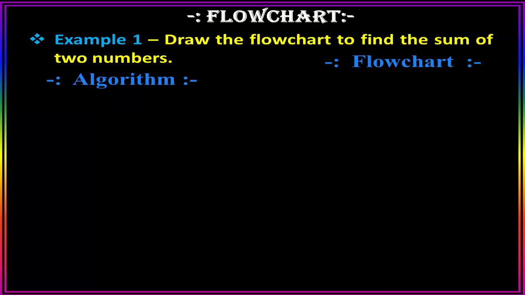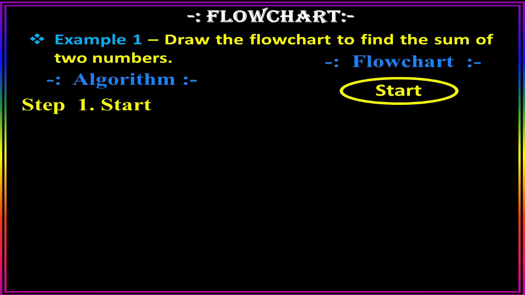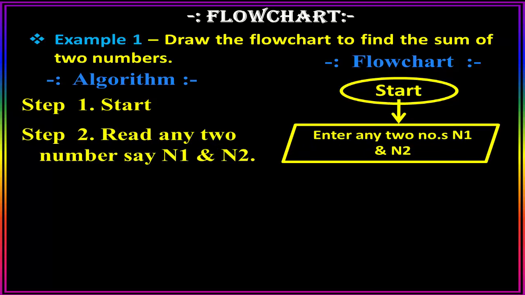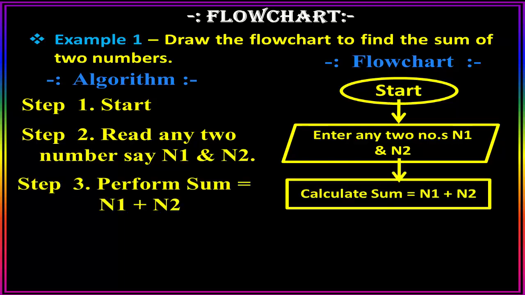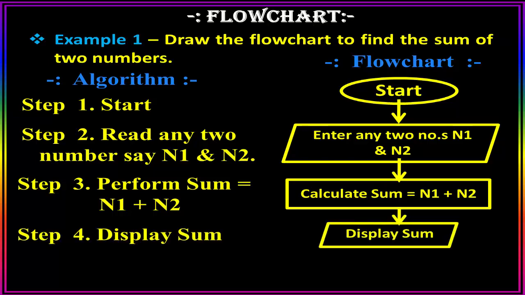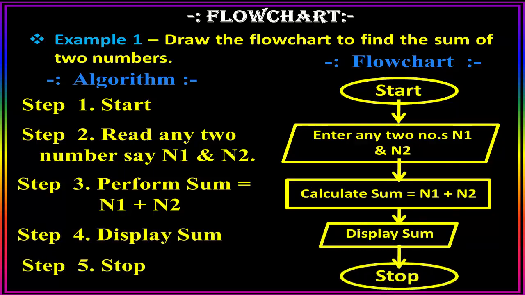So let's see how to draw the flowchart. Suppose we want to draw the flowchart to find the sum of two numbers. Our flowchart begins from the start terminal symbol. In next step, we are entering two numbers n1 and n2. Therefore, we use input-output box. In third step, we are finding sum by adding the two numbers. So to represent the calculation, we are using processing box. In fourth step, we are displaying the sum. So to represent the output, we are using the input-output box again. And in fifth step, to represent the end of the flowchart, we are using stop terminal symbol. So in this way, we can draw the flowchart.